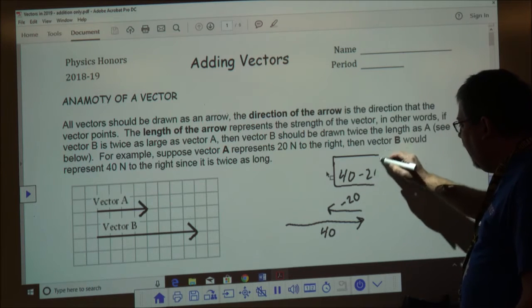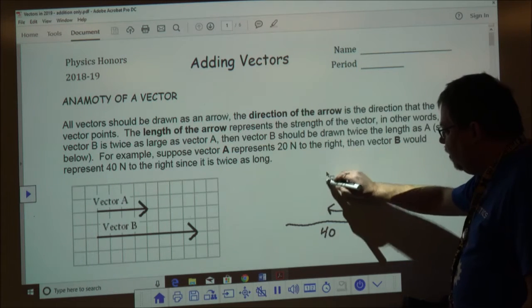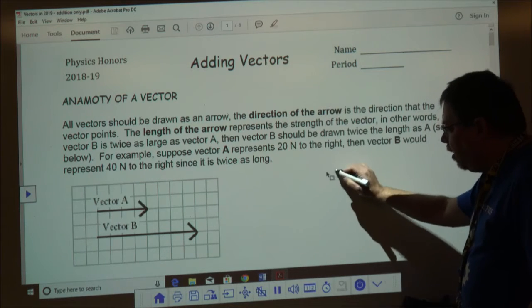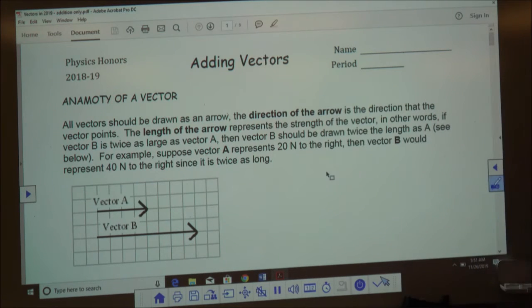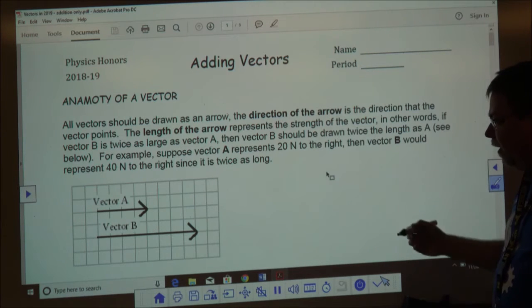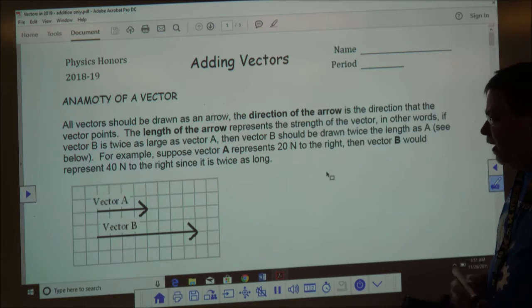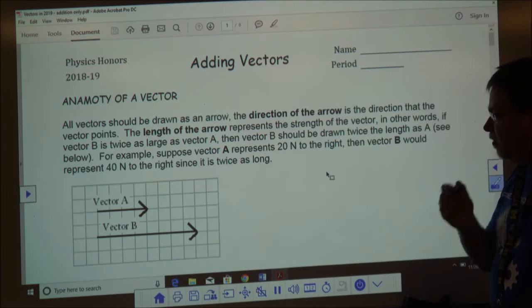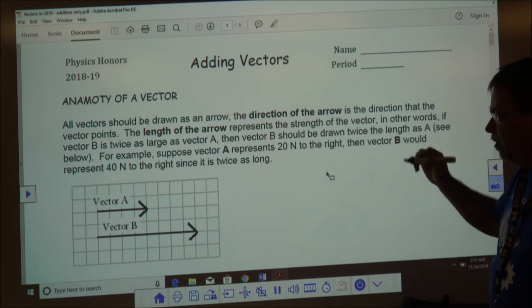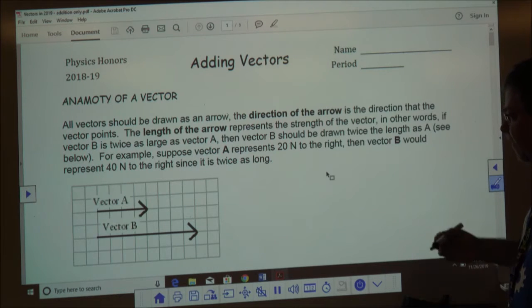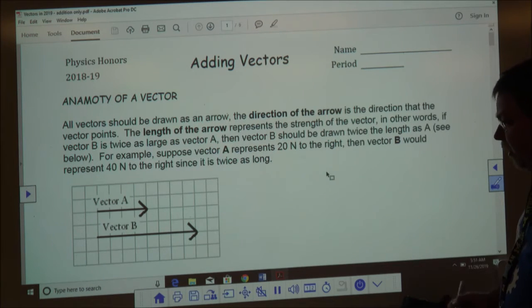What we're going to do next is actually add and subtract vectors that aren't along the same line. We have to do that a little differently, because that's different than just a summation, everything added or everything subtracted. So let's look at how we actually add vectors that are perpendicular to each other.